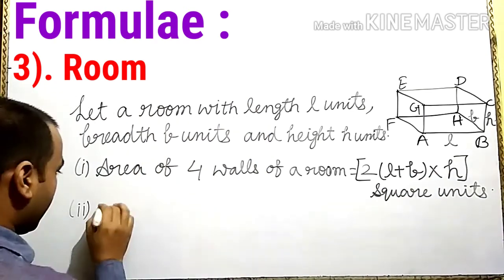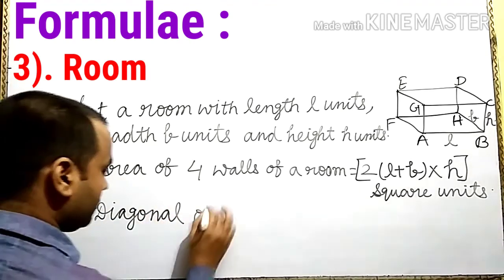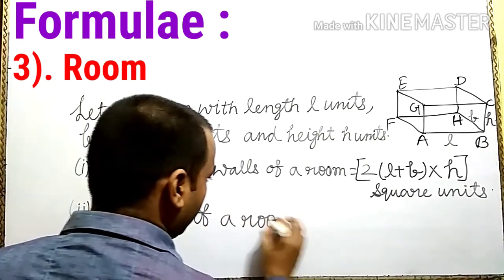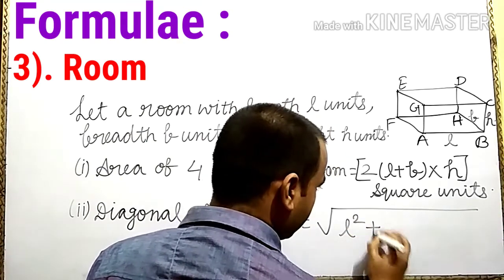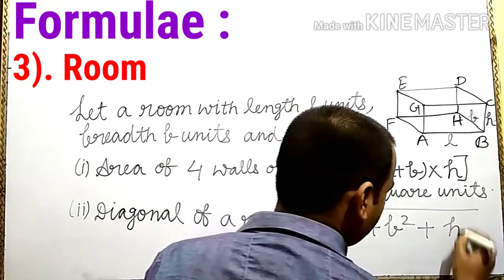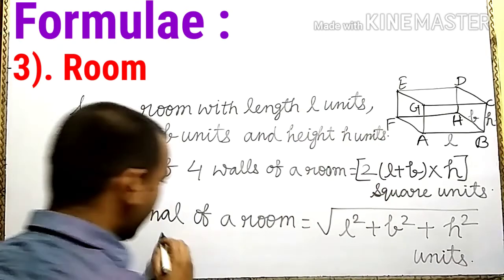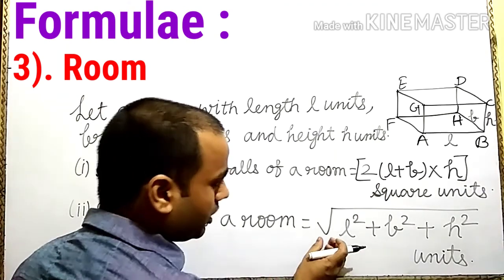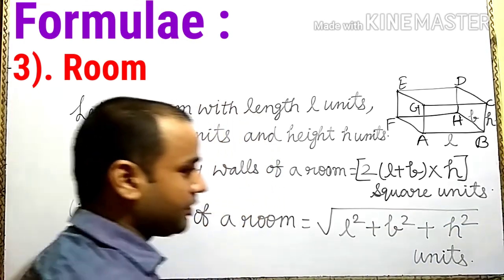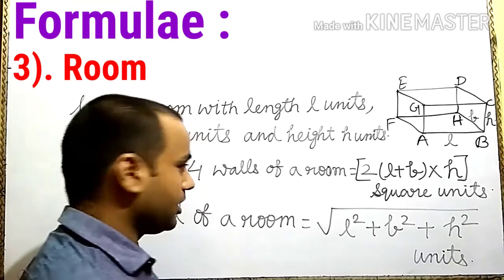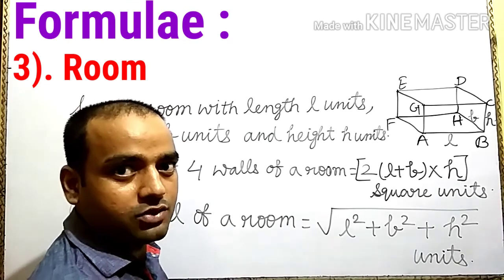Second formula: diagonal of a room is equal to the square root of length squared plus breadth squared plus height squared, units. Diagonal of a room is equal to root under length squared plus breadth squared plus height squared, units. Is it clear? Now let us discuss some questions related to the topic mensuration.